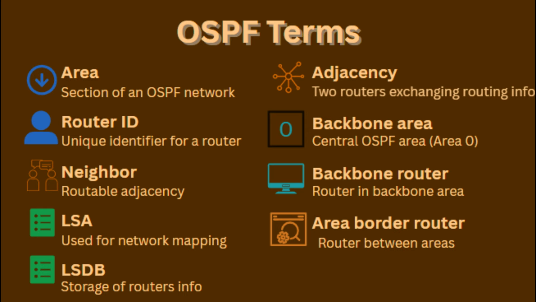LSDB, the collection of all LSAs representing the full network topology. Backbone area, the central area all others must connect to. Backbone router, any router that resides in area 0. ABR, a router that connects one or more areas to the backbone.